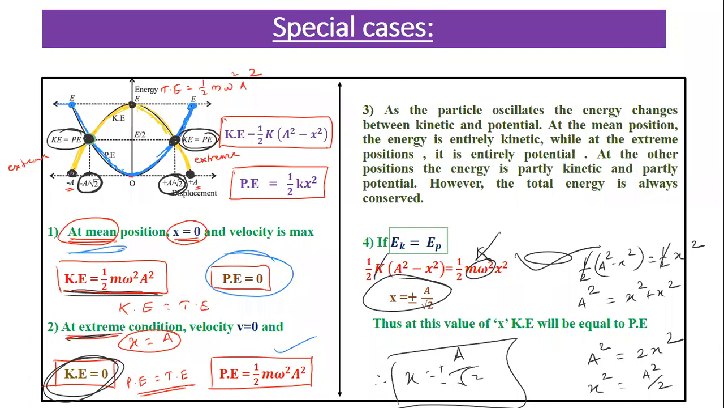Once in a board exam, a question is asked: at what displacement are both kinetic energy and potential energy the same? Then displacement is equal to a by root 2, amplitude divided by root 2.